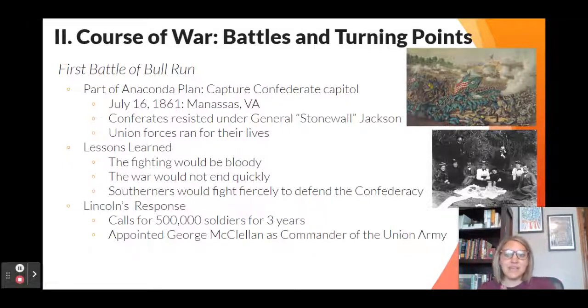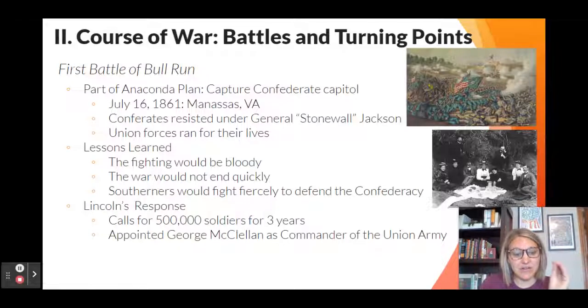So the first Battle of Bull Run always grabs students' attention because, as you can see in this picture, there were literally civilians picnicking, like tailgating, to watch this battle. They show up with their cucumber sandwiches and champagne, and they are absolutely surprised at what they see. They expected the Union to just demolish the Confederacy, and that's how it started out.